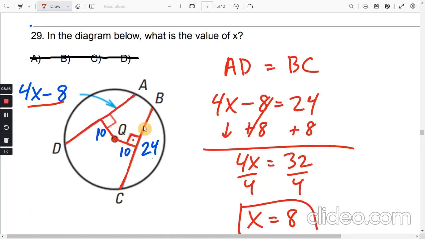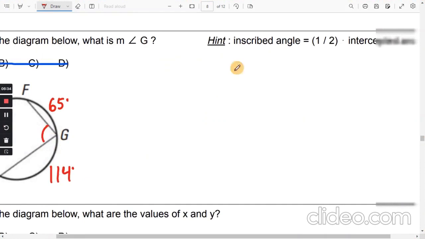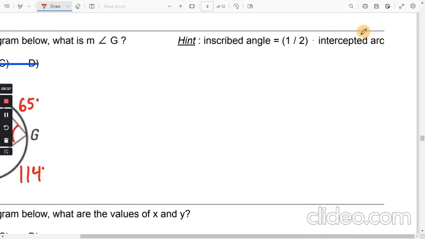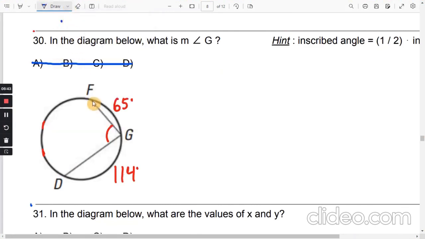So remember, when the chords are the same distance from the center, the chords are going to be congruent, or the same lengths. In the diagram below, what's the measure of angle G? So here's angle G right here. All right. And we know that the inscribed angle is half the measure of the intercepted arc. So the intercepted arc, if you look at the ends of the angle, is this arc right here. Now, we don't have it, but we could easily find it. We know all the way around the circle is 360. So if we just subtract these two from 360, we get this right here.